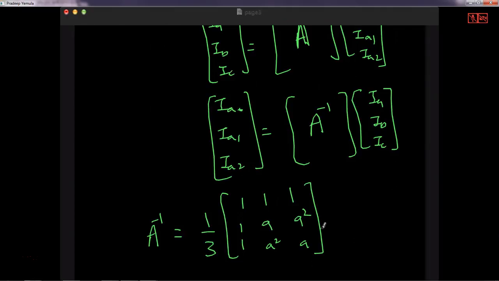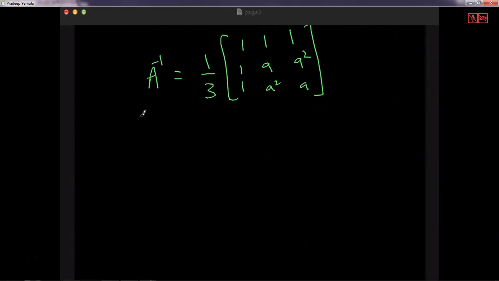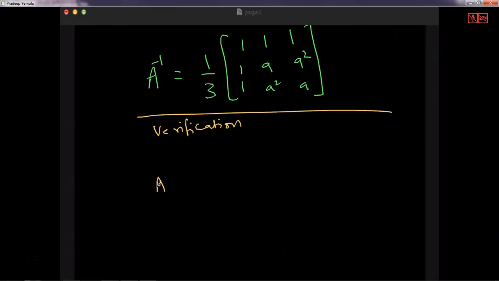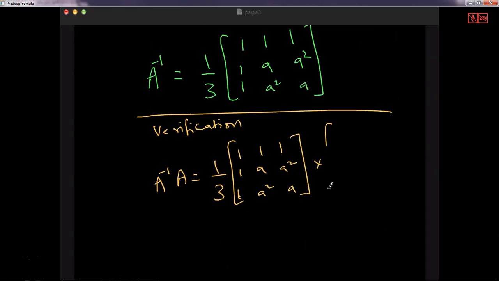Now you can ask, how can I write like that? Is there any proof? The proof you can actually verify right away. Let's do A inverse into A. So what do we get? First A inverse I'll write 1 by 3, 1, 1, 1, 1 A, A square, 1 A square A. This one I want to multiply with 1, 1, 1, 1 A square A, 1 A A square.